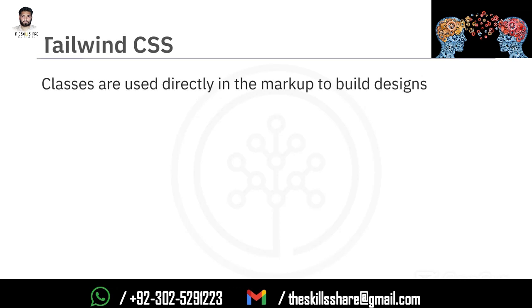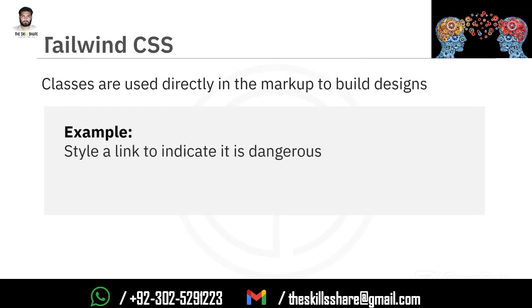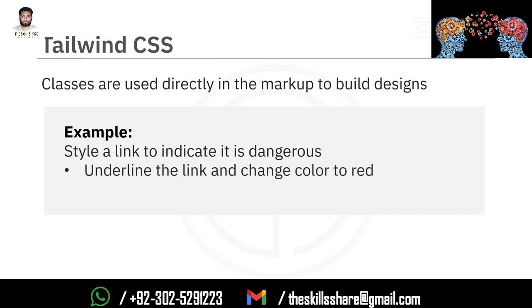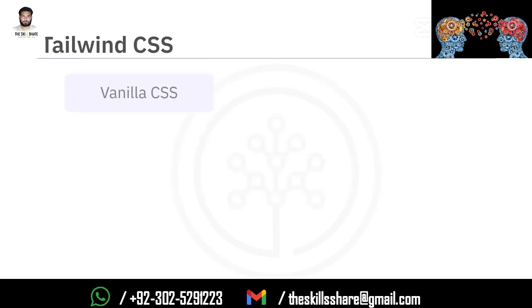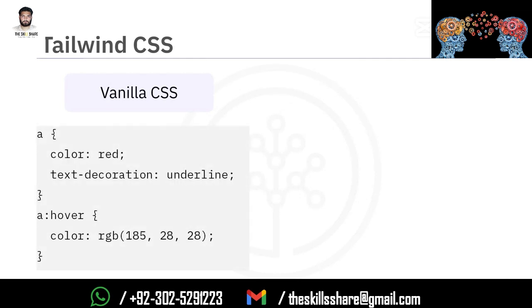A popular utility-first CSS framework used today is Tailwind CSS. It is packed with classes that can be composed to build any design directly in your markup. For example, say you want to style a link to indicate it's dangerous. You could underline the link text and change the text color to be red, as well as make the link a darker shade of red when hovered over. Doing this in vanilla CSS would require this code, where you need to specify what the link looks like regularly and when hovered over in two separate sections.